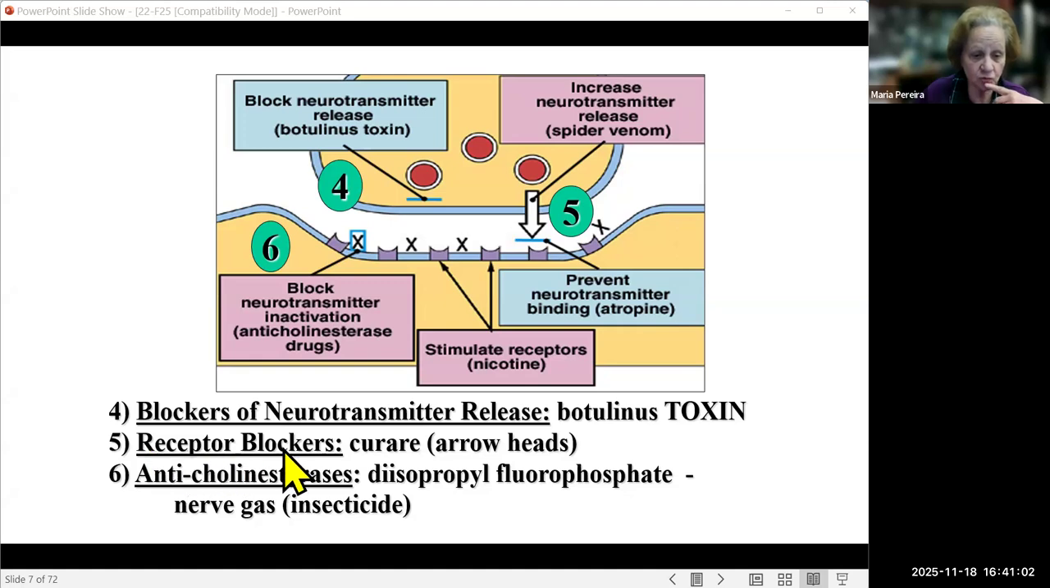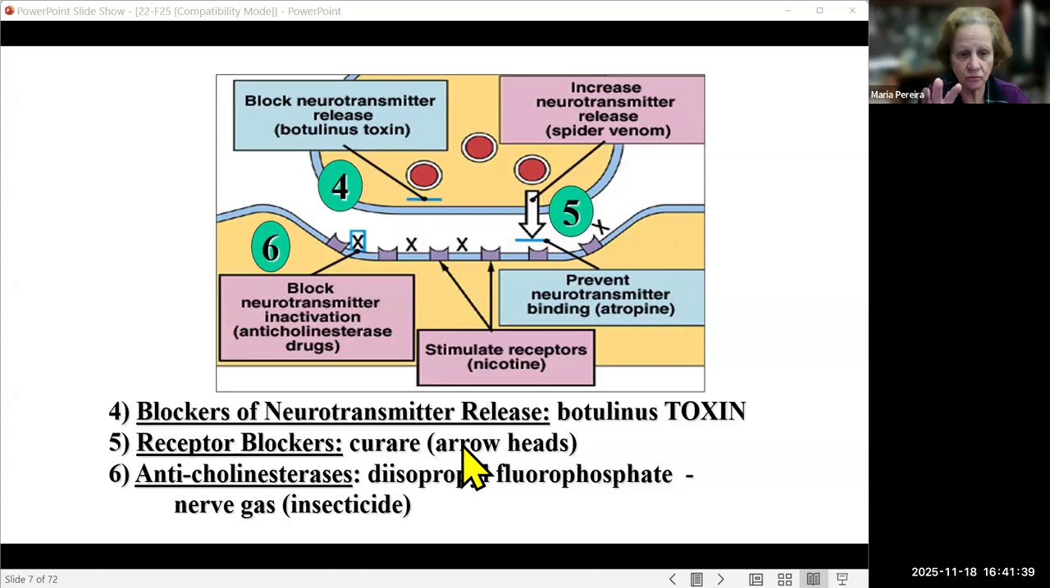Another strategy is to block the receptors. So there's this chemical curare that was used by indigenous people at the heads of arrowheads. When released, the arrowhead would release this chemical and would paralyze the prey. So that's another way of altering the conduction of the action potential.